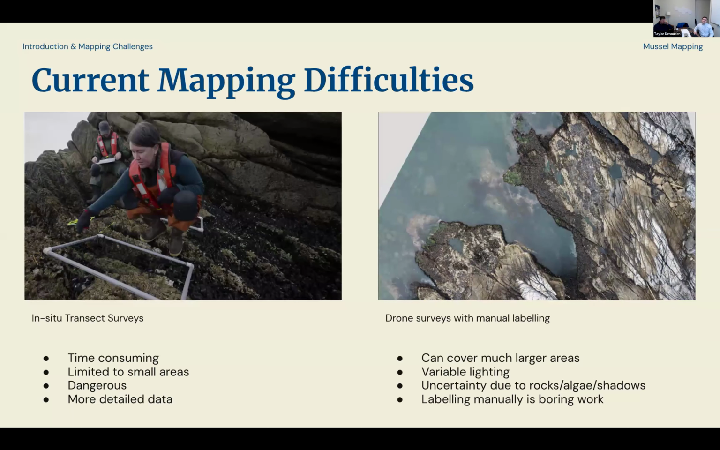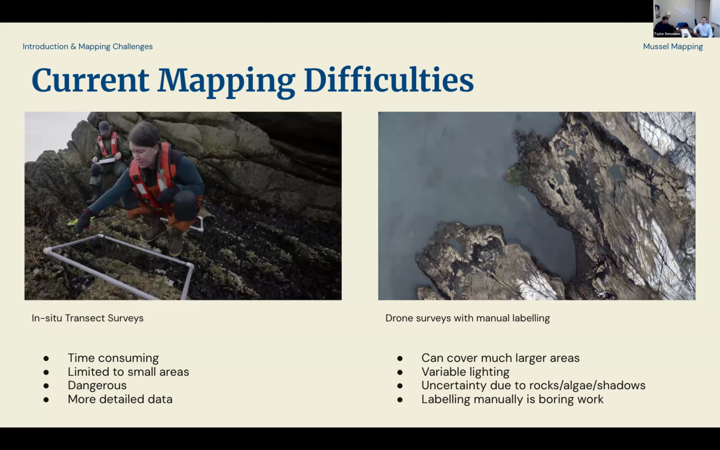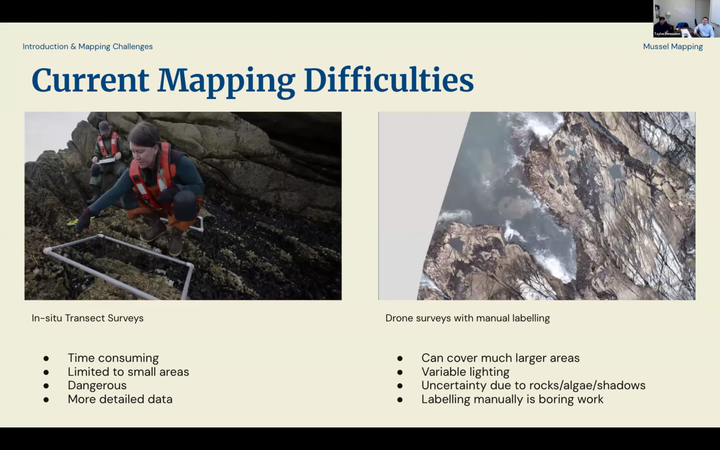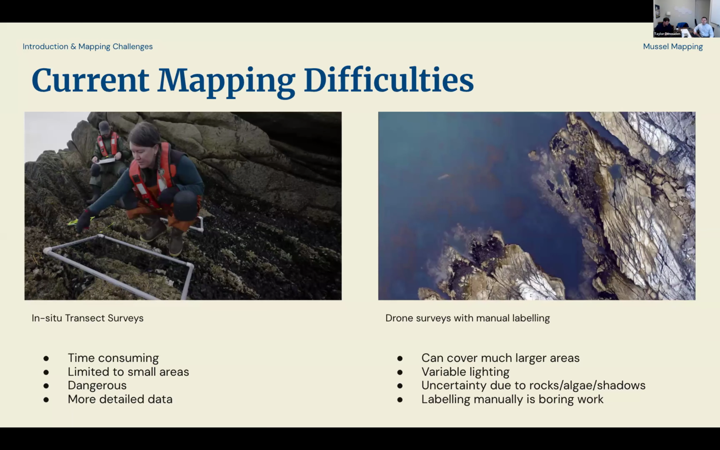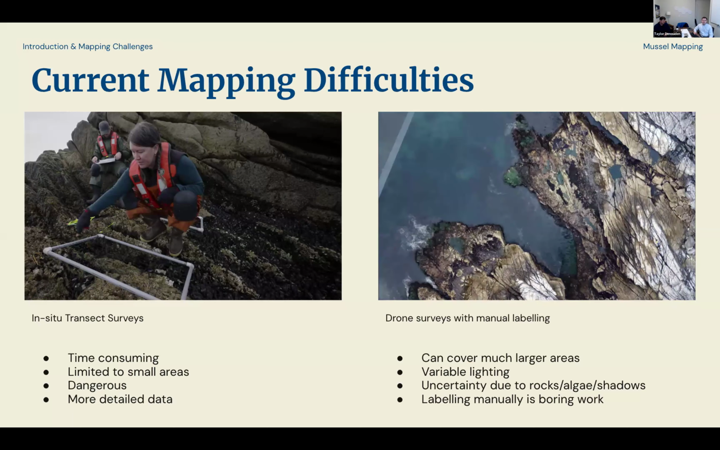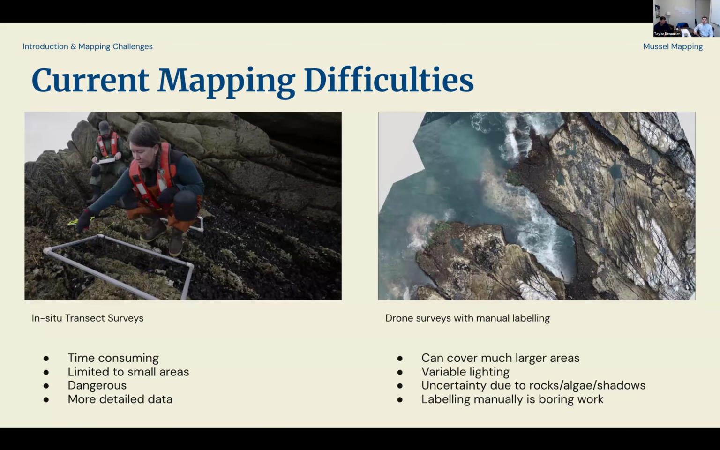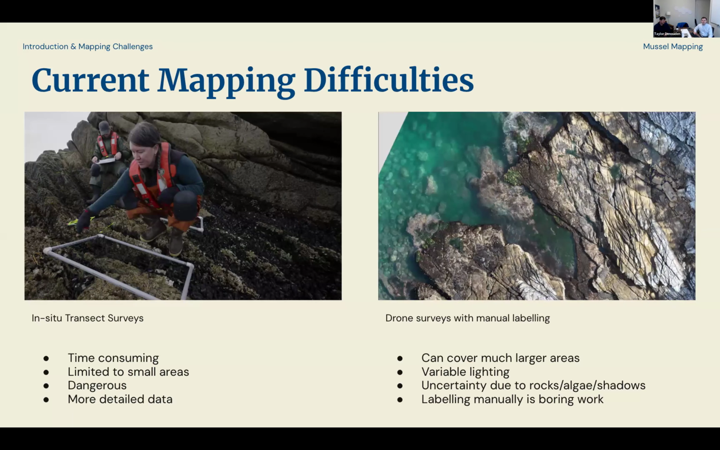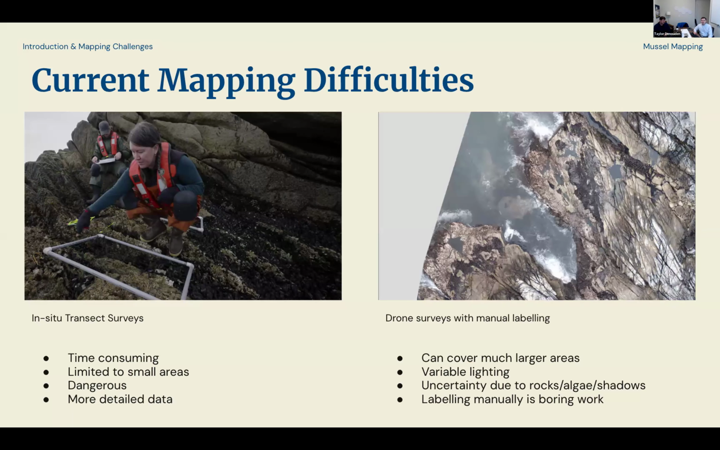There are kind of a couple techniques to map mussels, one of which is to do these kind of in situ transect surveys. And so this is a nice method because you get a lot of detail, but the downside is that it's pretty time consuming. You can't cover a lot of area, and it can also be like pretty dangerous if you're on rocks kind of in exposed intertidal environments.